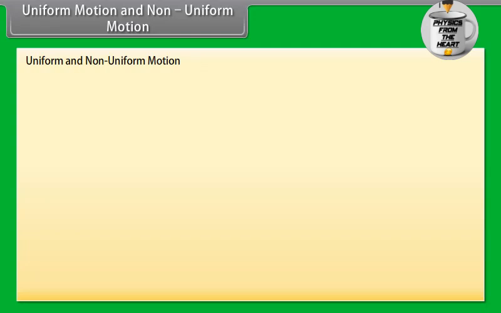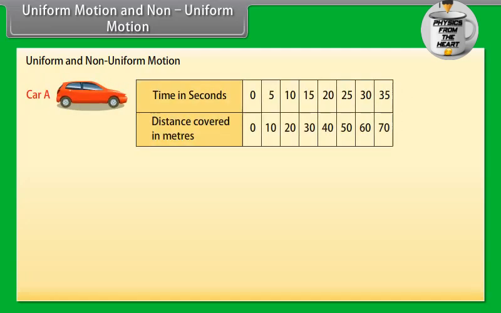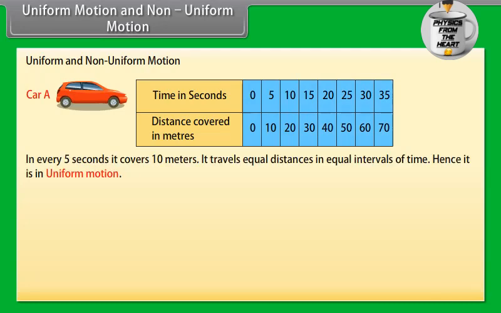Uniform motion and non-uniform motion. To understand uniform and non-uniform motion, let's take one example. Look at this table. This is the distance covered by a car A. We can see that in 0 seconds it covers 0 meters. In 5 seconds it covers 10 meters. In 10 seconds it covers 20 meters and so on. Or we can say that in every 5 seconds it covers 10 meters. It travels equal distances in equal intervals of time. Hence, it is in uniform motion.